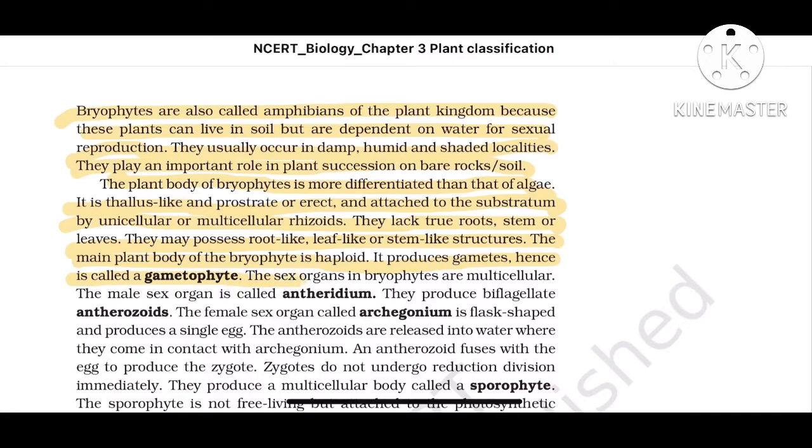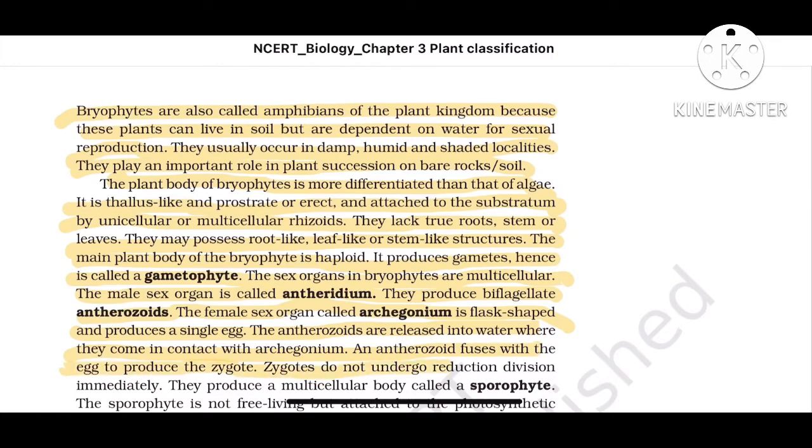The sex organs in bryophytes are multicellular. The male sex organ is called antheridium. They produce biflagellate antherozoids. The female sex organ, called archegonium, is flask-shaped and produces a single egg cell. The antherozoids are released into the water where they come in contact with the archegonium. An antherozoid fuses with the egg to produce the zygote.